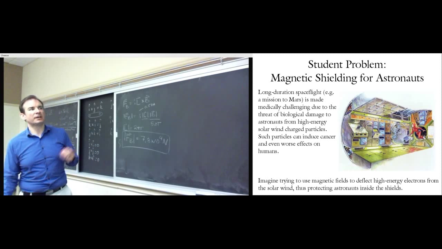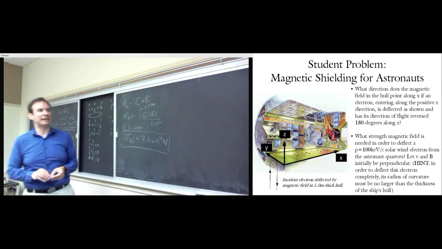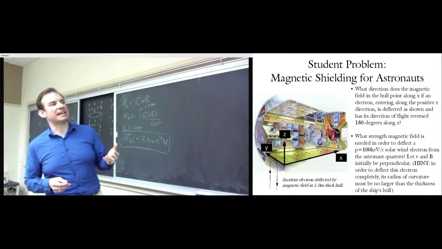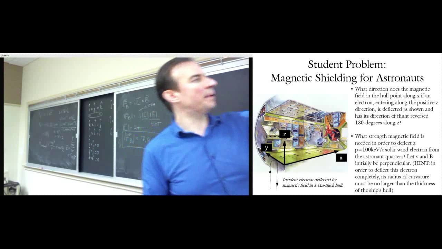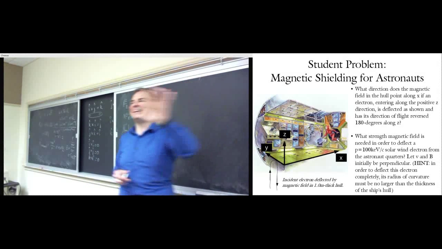All right, so I took a look at the energy spectrum of these electrons, and getting toward the bad end of things, these electrons have momenta of about 100,000 electron volts divided by c. So 100 keV divided by c.